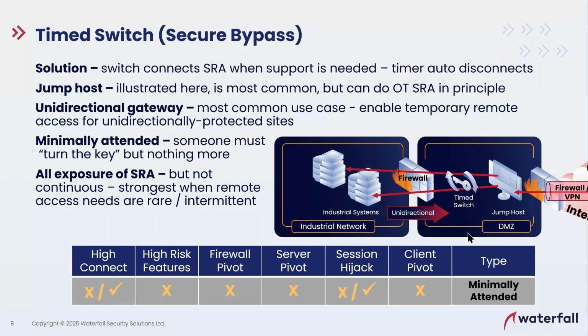And nothing that corrupts the IT network can leak back through the gateway into OT. Well, how do we do remote access then? What we do is a timed switch. So if I am sitting on the outside and I need my VPN jump host remote access, I phone up the operator.